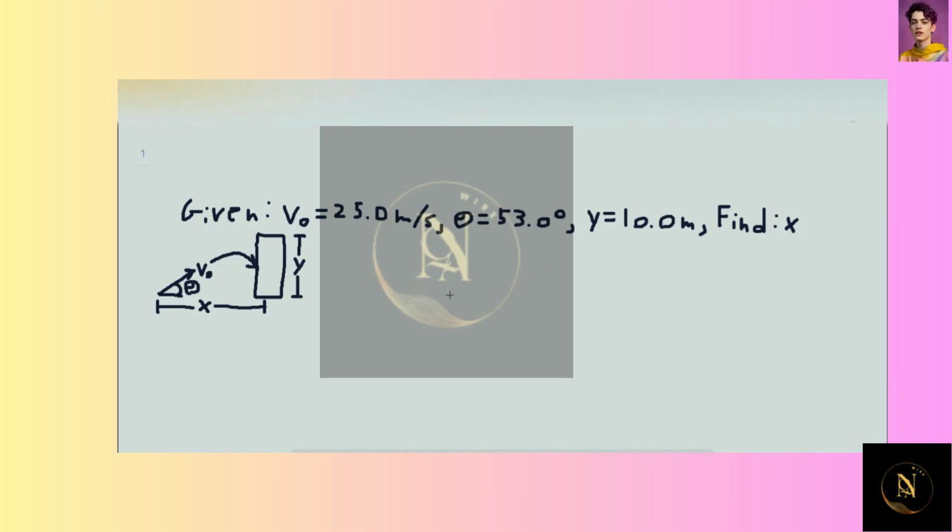Okay, so for this problem, it says that a firefighting crew uses a water cannon that shoots water at a velocity of 25.0 meters per second. And we're given an angle of 53.0 degrees. So our initial velocity v0 is going to be 25.0 meters per second, and our angle theta is going to be 53.0 degrees. Okay, so I have it drawn on the diagram right here.